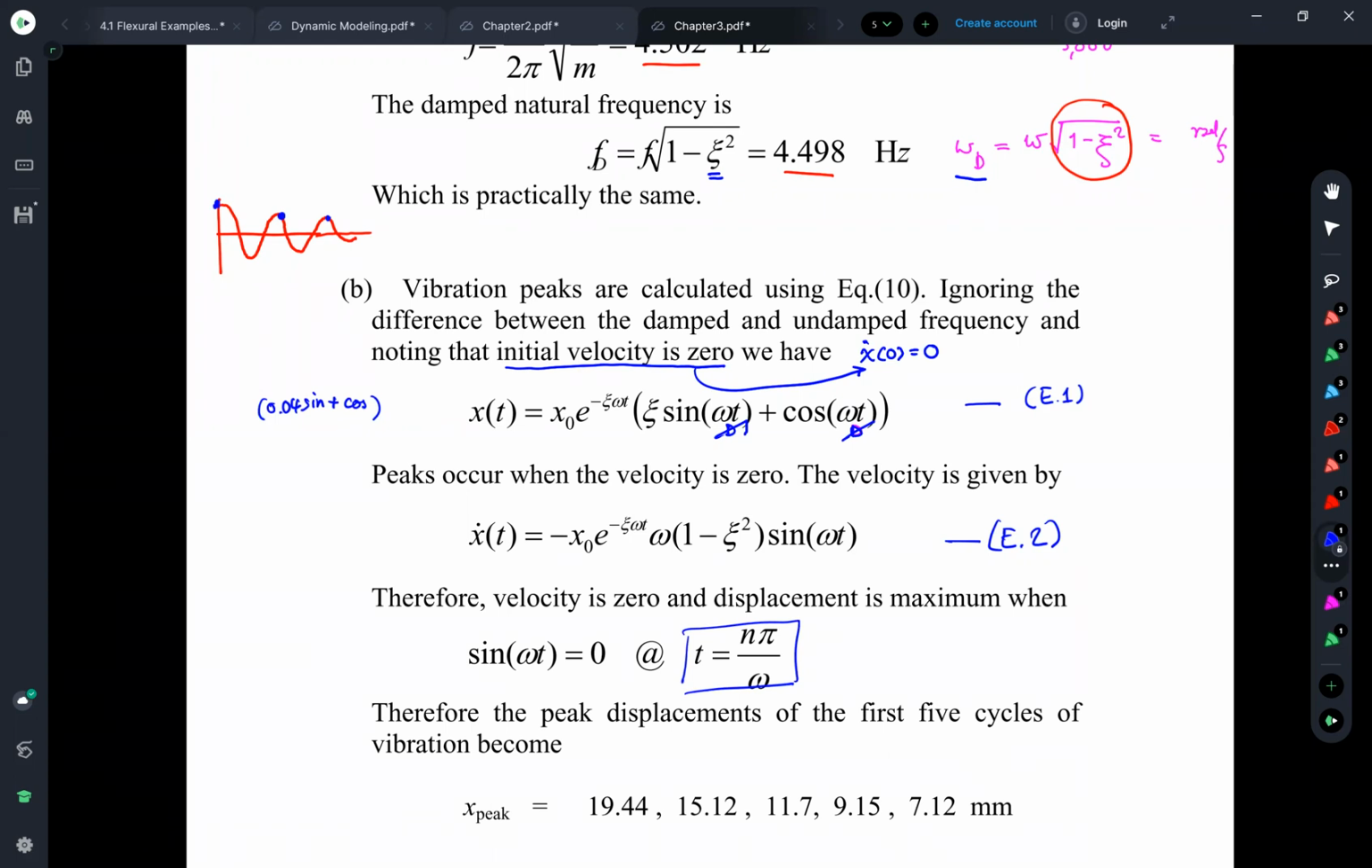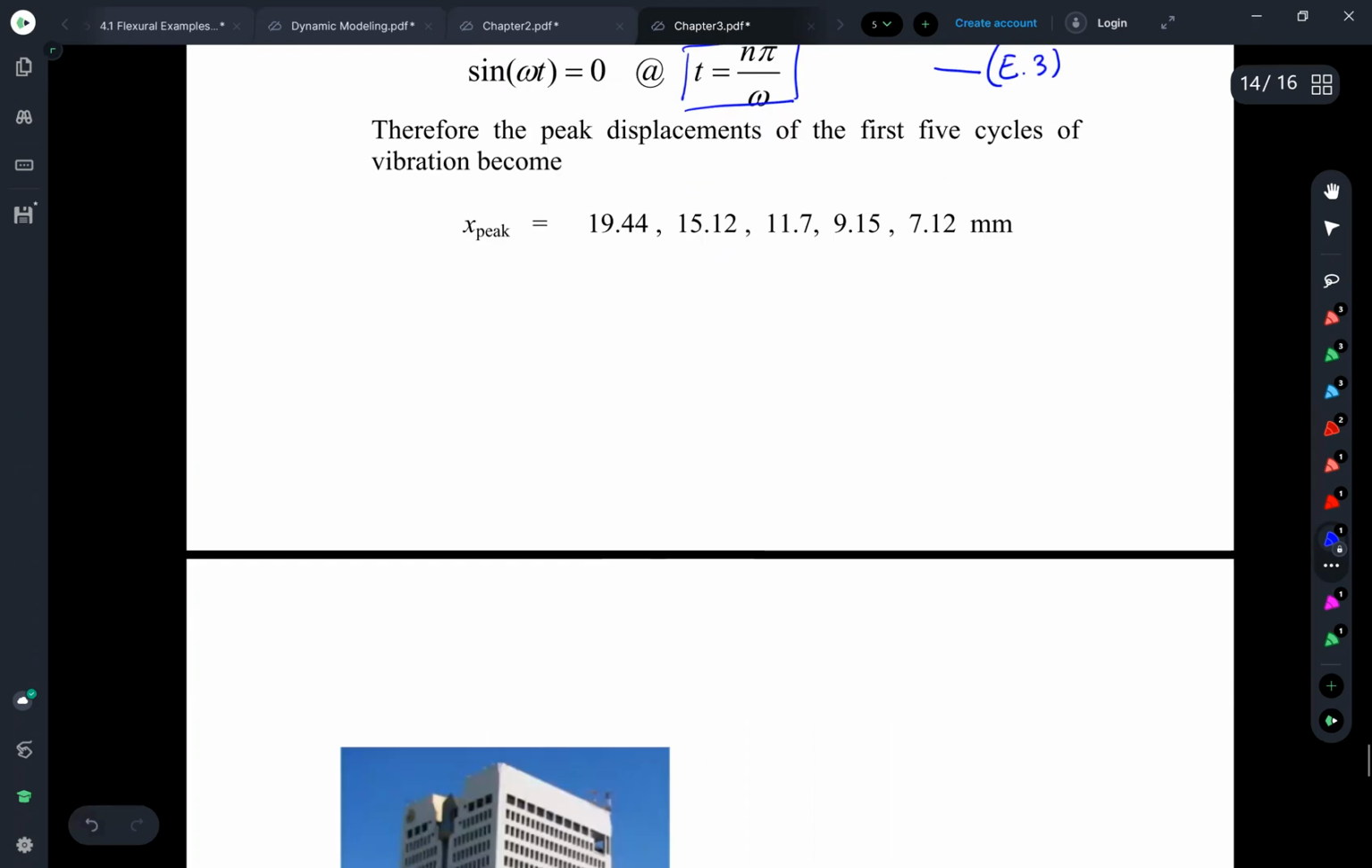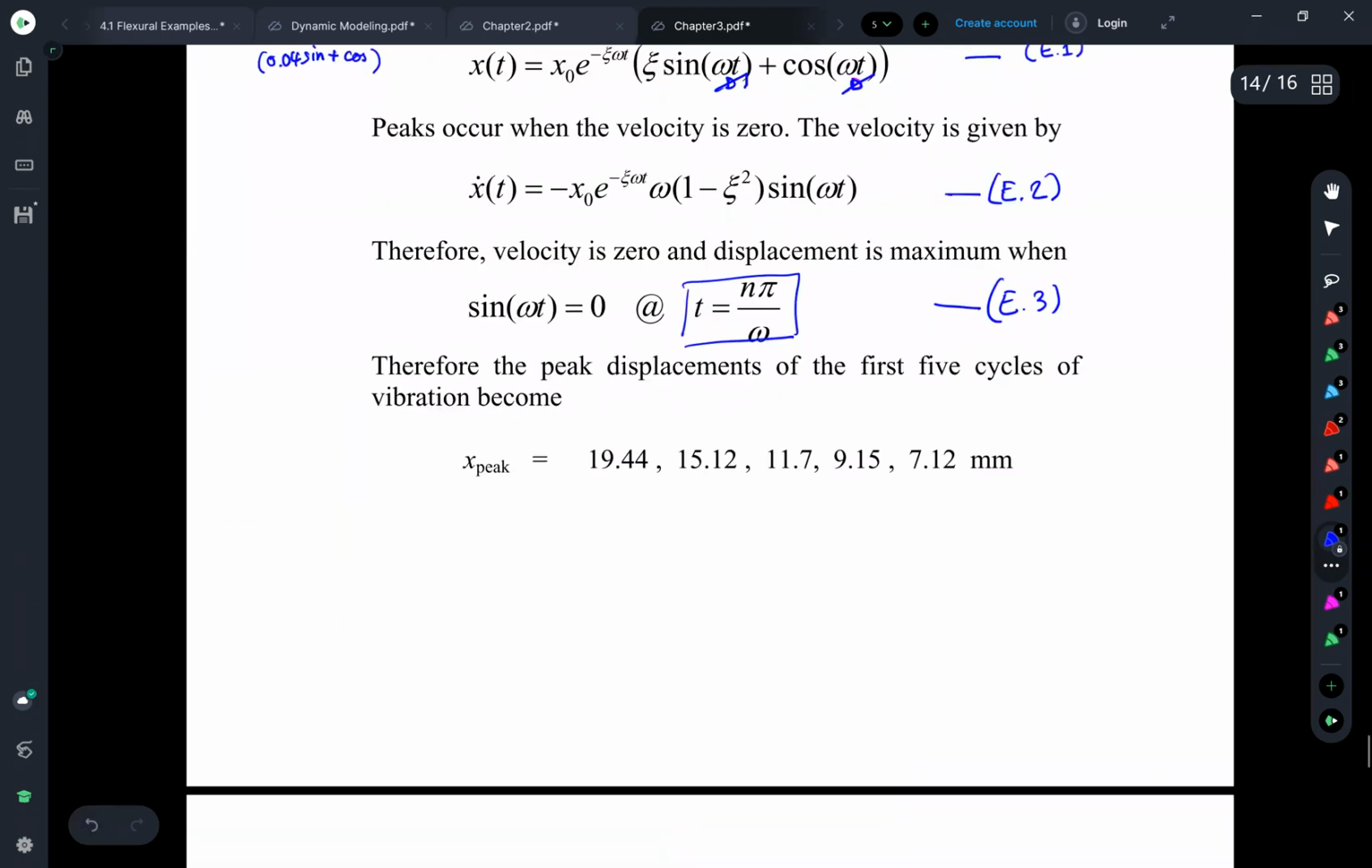Once you introduce n equal to 1, 2, 3, 4, 5, you can calculate the peak. You introduce t from equation E.3 back into equation E.1. You can calculate the peak x equal to 19.44, 15.12, 11.7, 9.15, and 7.12 millimeters, respectively. Right? Okay, it should be like that.